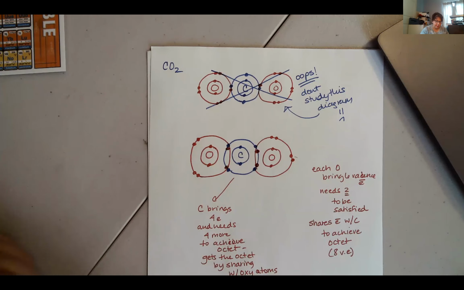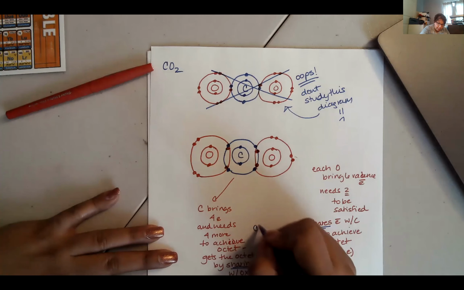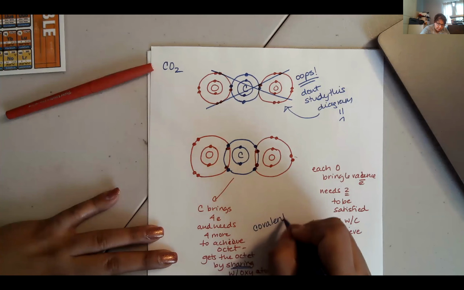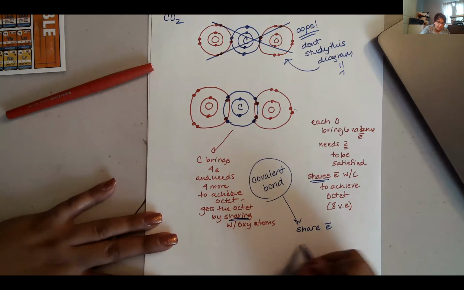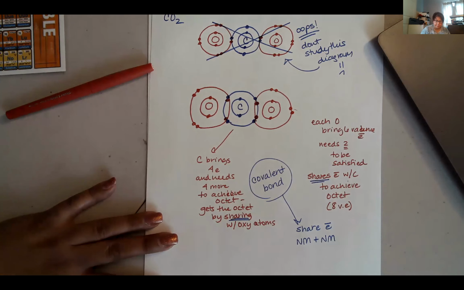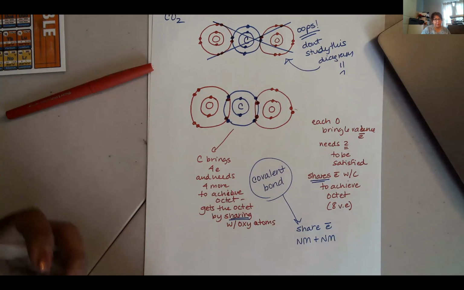The type of chemical bond that occurs by this sharing business is called a covalent bond. Covalent bonds share electrons, and you find them most commonly when you have a nonmetal bound to another nonmetal. Nonmetals have a tendency to share electrons and form what we call covalent bonds. So a covalent bond is one where electrons are shared.